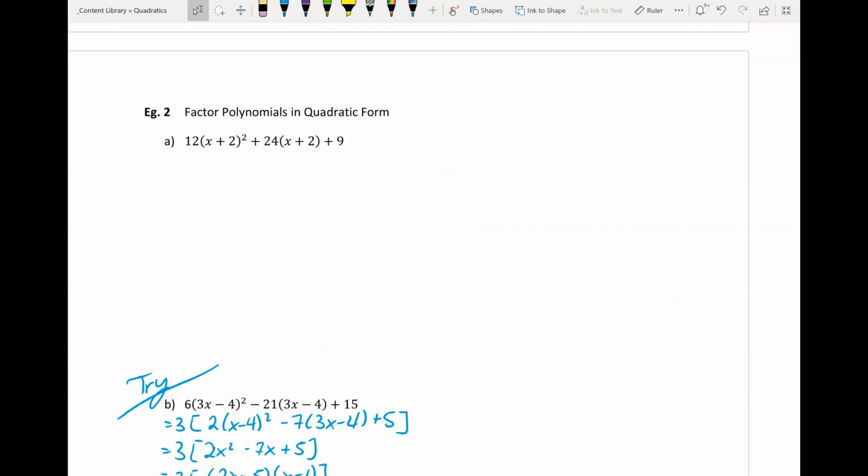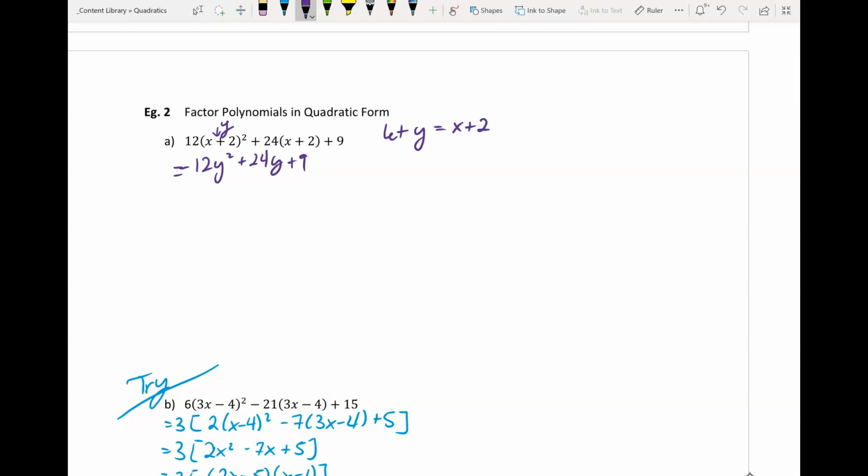So in this next example, it looks kind of crazy, but if you simplify it, it's actually quite simple. Instead of having this x plus 2 in there, let's replace it with a y. So I'm going to say let y be x plus 2. So what we're going to have now is 12y squared plus 24y plus 9. Now it doesn't look as scary.